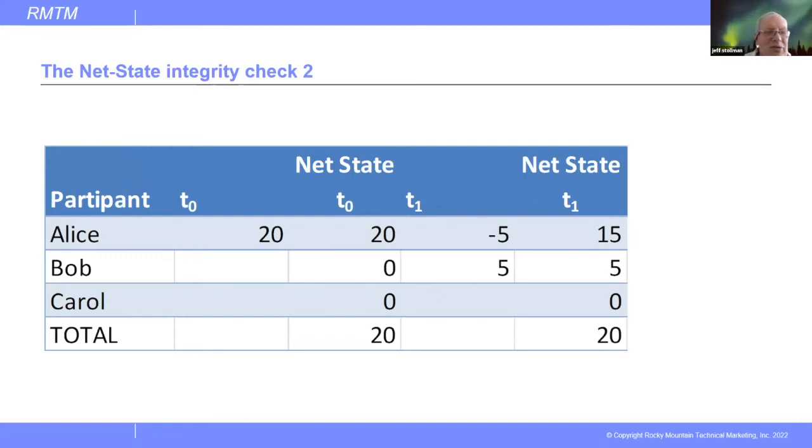The next time, T1, Alice gives 5 Bitcoin or widgets to Bob. So now the net state is, and this is basically unspent transaction outputs in the Bitcoin terminology, Alice now has 15, Bob has 5, Carol has 0. The total is still 20. We've neither created nor destroyed any. There have been no mining activities.